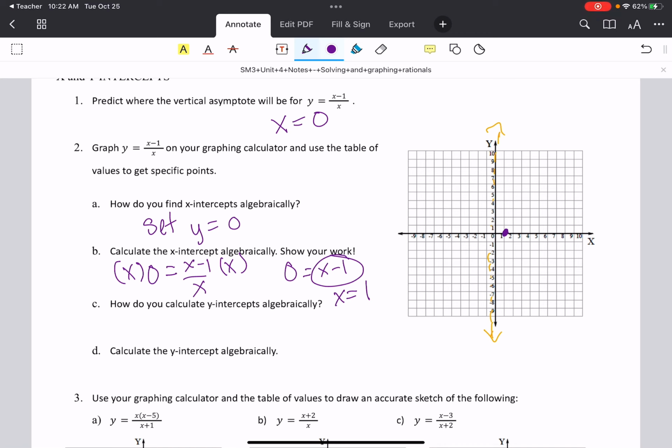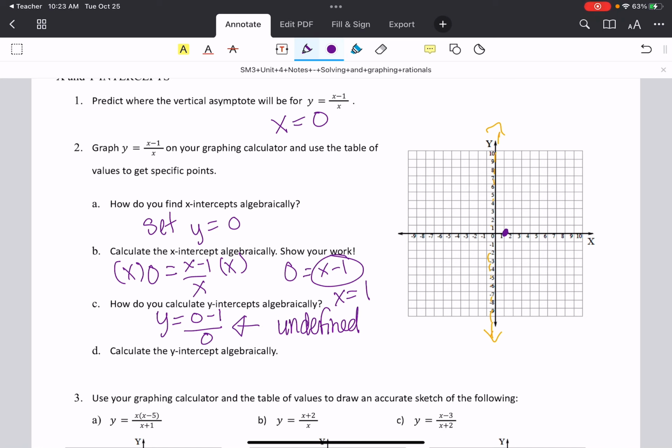Okay, so how do we find our y-intercepts algebraically? If we set y equal to 0 for x-intercepts, how are we going to find our y-intercepts? Set x equal to 0, so y equals 0 minus 1 over 0. Wait a second, what is that? Error. It doesn't cross the y-axis. This is undefined.